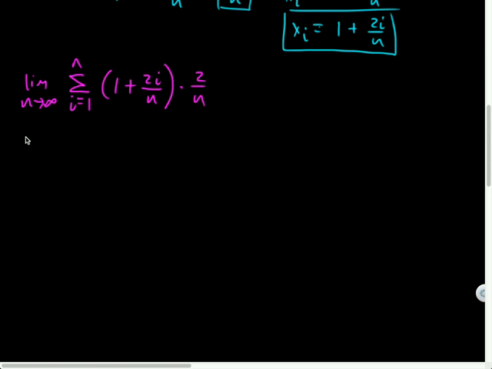So let's keep going. Moving right along. So this will be the limit of the sigma of, I guess we could multiply this out, perhaps. So this would be 2 over n plus 4i over n squared. I don't know, does it benefit us to multiply it out?